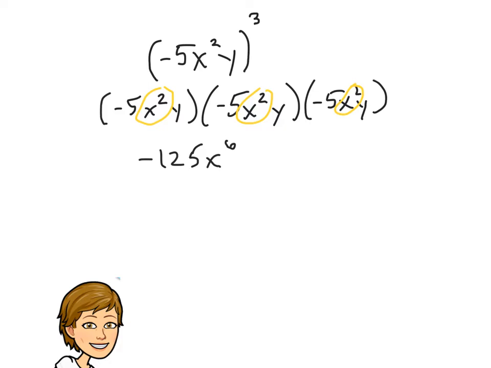Now the last one is the y. We need the y and the y and the y. Well, y times y times y, that's really like a 1 there, right? So that would be y to the 1 plus 1 plus 1, and 1 plus 1 plus 1 is 3. That is y to the third power. So this is one way to do it, one way to think about it.